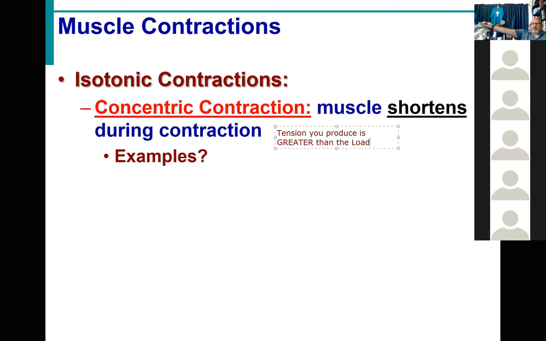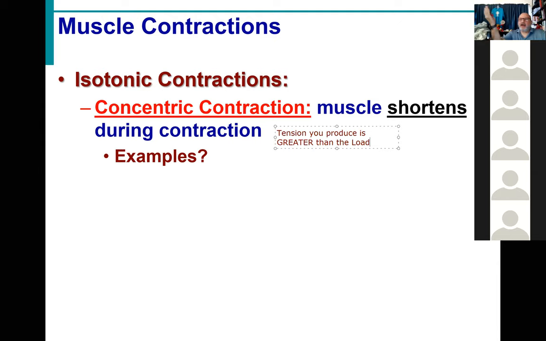Then I fire four muscle cells to hold those four pens in place. All right, so lifting them up, my muscle gets shorter as I do that because I'm producing more tension than the load. So that's lifting the groceries, lifting that weight.